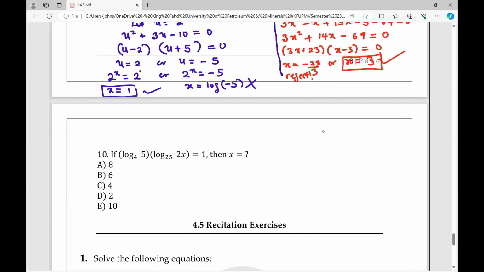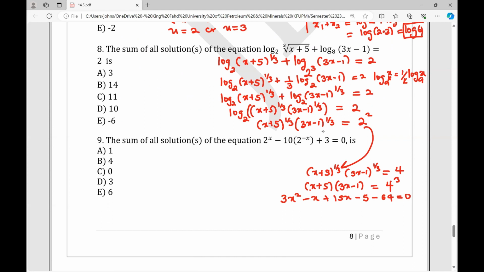Then finally, question number, minus 64. And this will lead us to a quadratic equation, right? So let's see, what will it become? This will be the quadratic equation 3x squared plus 14x minus 69 equals 0. So we have this quadratic equation to solve, right? Now, what will this be?